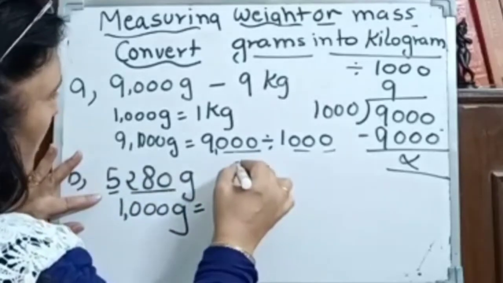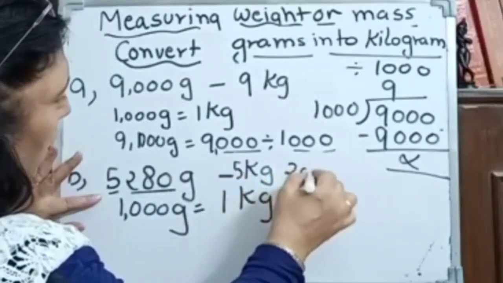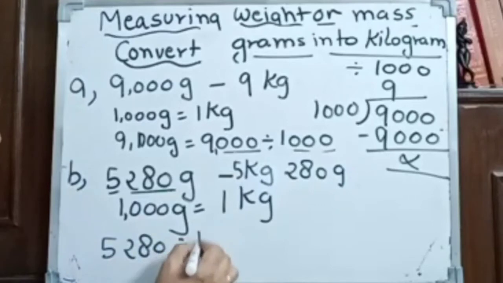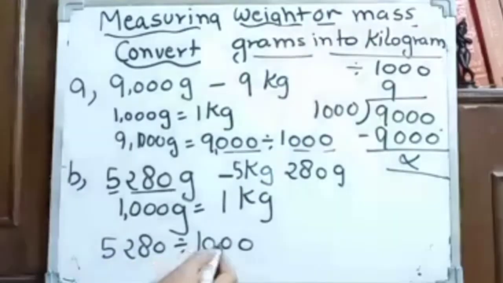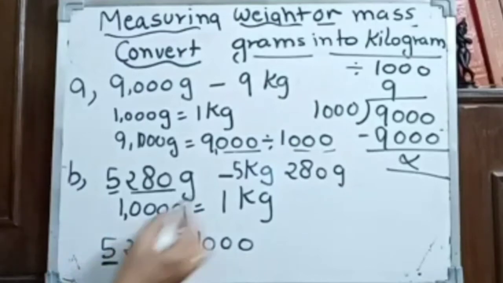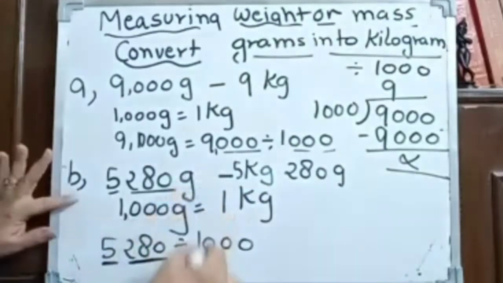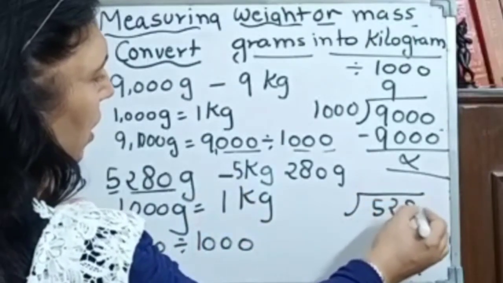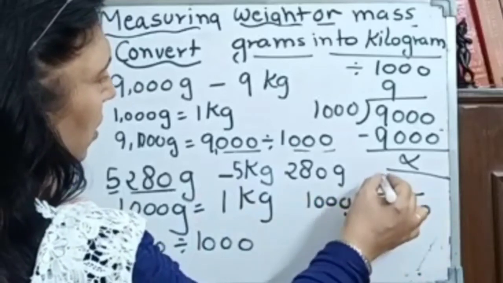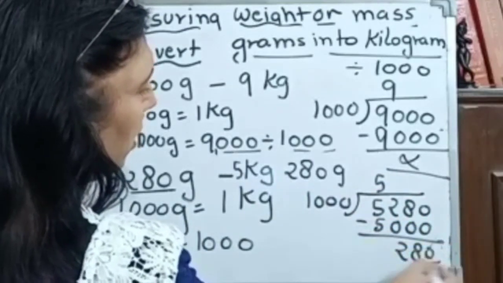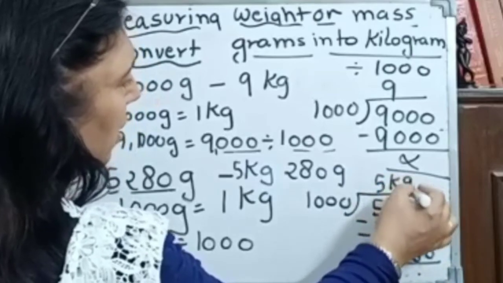The last three digits are gram, the remainder, and this is kilogram. This is the short method. 5 kilogram 280 gram. What will we do? 5,280 divided by 1,000. You all know whenever we divide a large number by 1,000, this is the remainder and this is the quotient. So 5 kg 280 gram. This is the short method. If you want to divide it, then divide it like that. 5,280 divided by 1,000: 5,000, we have remainder 280. So this is gram and this is kilogram.